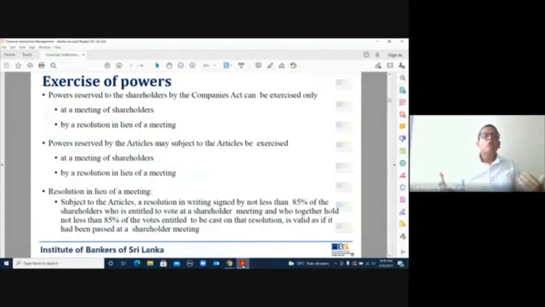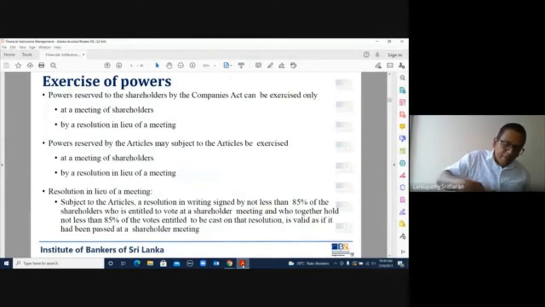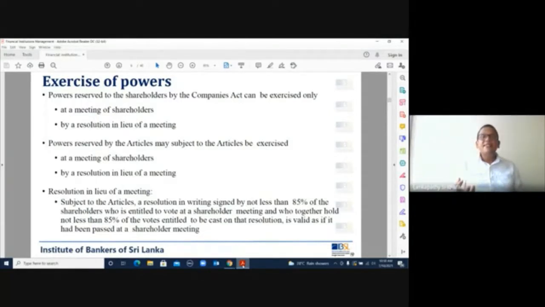Okay, then I'm going to the exercise of powers. I'm saying that the shareholder has some liabilities. Again, shareholders have some powers, in the sense that the shareholder can exercise his or her powers. The first one is powers reserved to the shareholder by the Company Act can be exercised only at a meeting of the shareholders by a resolution in lieu of the meeting.